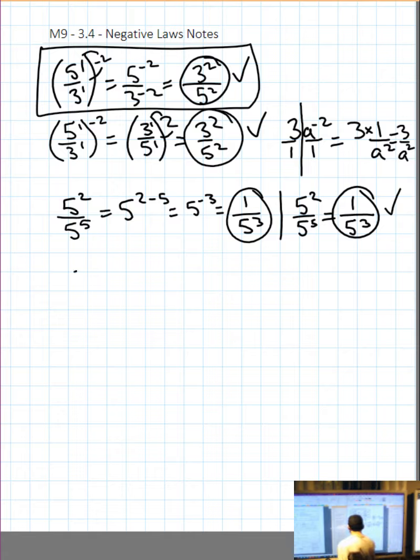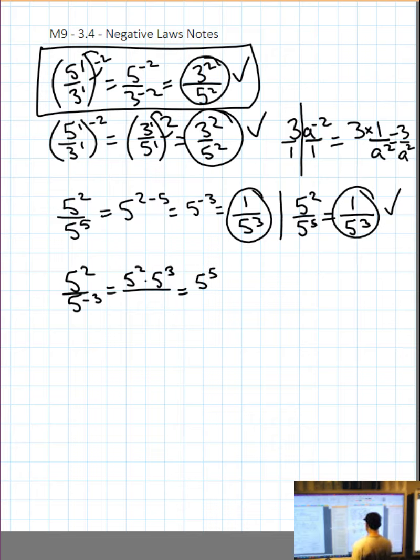So below, 5 squared over 5 to the negative 3. Now, a bunch of ways we can do this again. Again, we have negative, so I'm going to start with a fraction. We have 5 squared, it's sitting there. Now I have 5 to the negative 3, I'm going to bring it up, make the exponent positive, and times. Then I have the same base, so I'm going to add the exponents, 5 to the 5. Circle my answer.